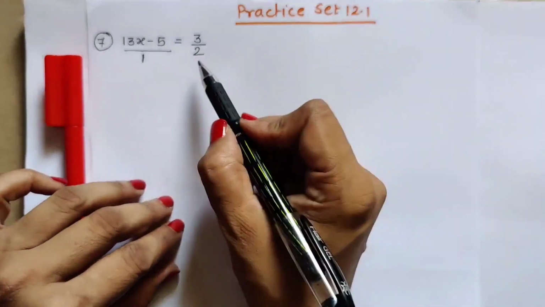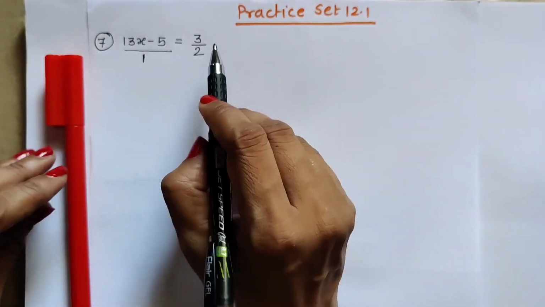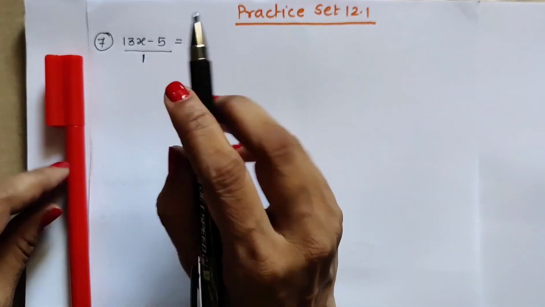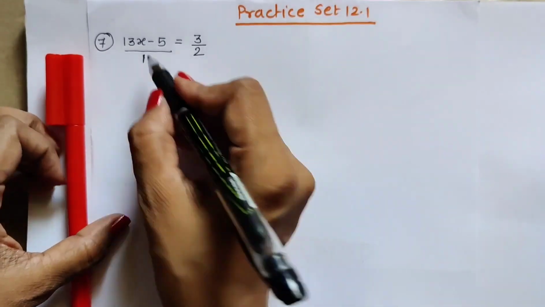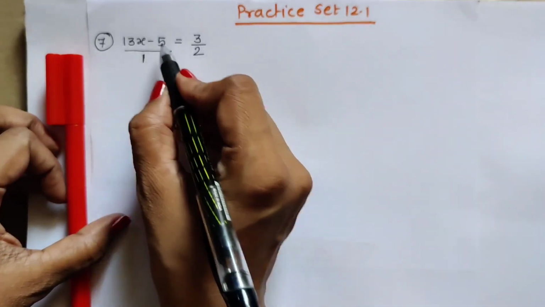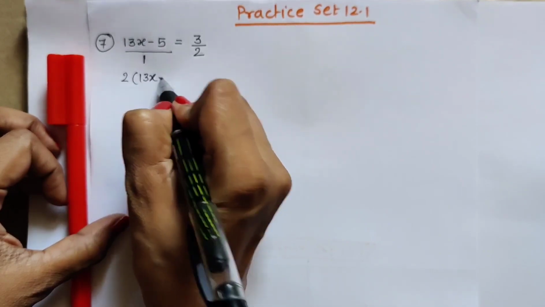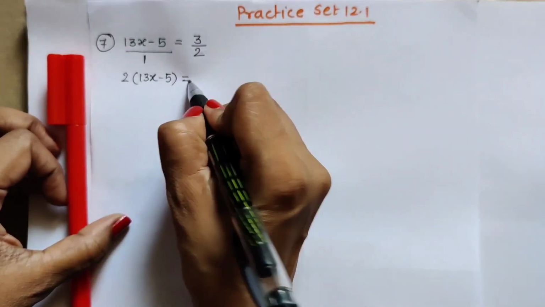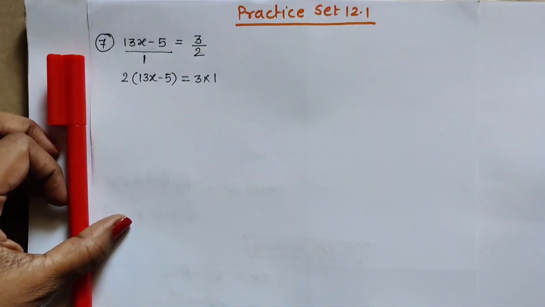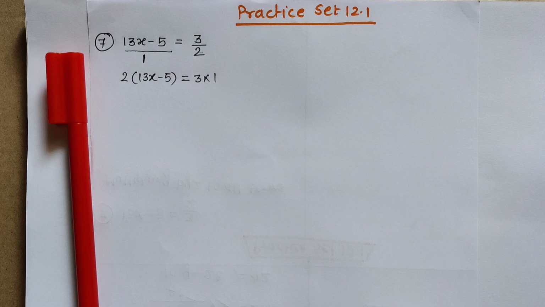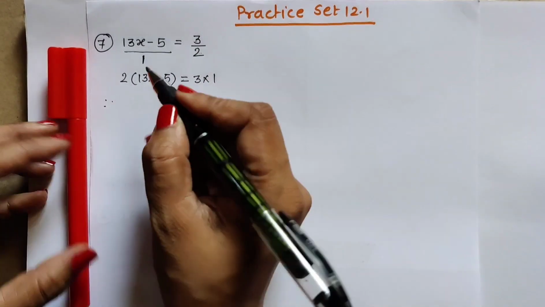So either you can multiply by 2 throughout the equation to all the terms of the equation, or we can cross multiply and make the equation very simple. So I am going to do cross multiplication. That means 2 multiplied by 13x minus 5, equal sign is there, and 3 multiplied by 1. We can solve like this first. Okay, we have done cross multiplication, and then solve the sum.